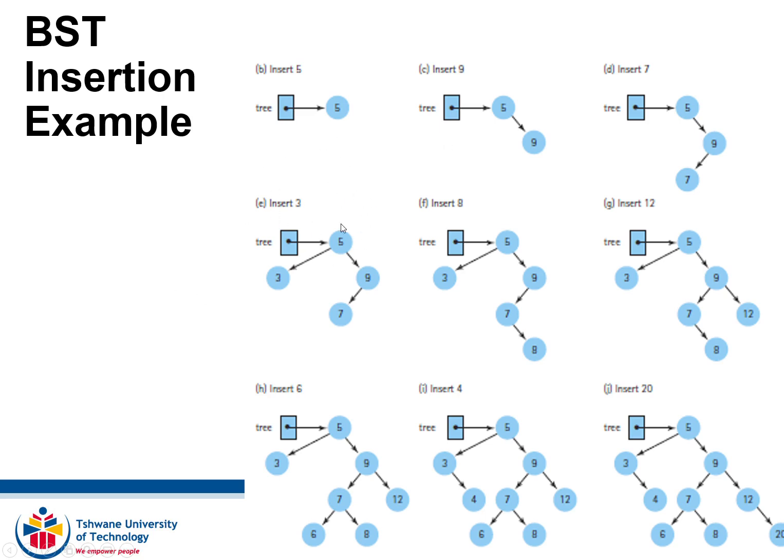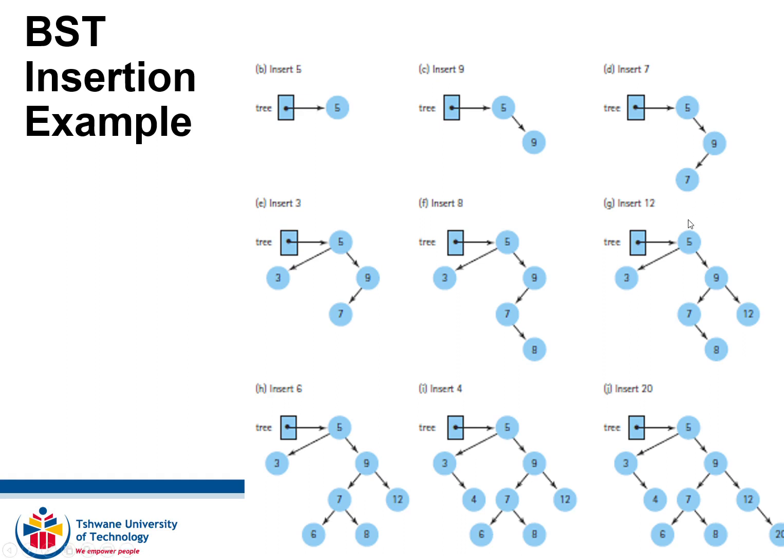3 is less than 5 and there's nothing on the left child of 5, therefore it sits directly as the child of 5 on the left. We then want to insert 8. 8 is greater than 5. It's less than 9, but it's greater than 7 because there's already an element there. It's greater than 7, therefore it sits right there. So you'll notice that you check at every level where a particular element will fit.